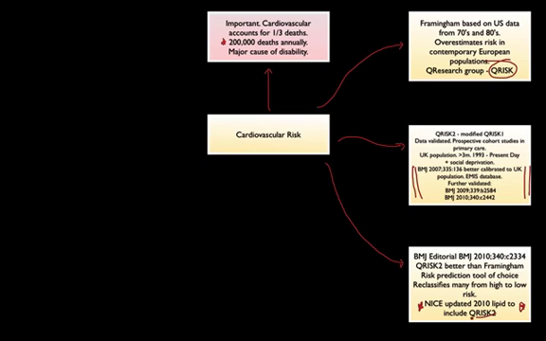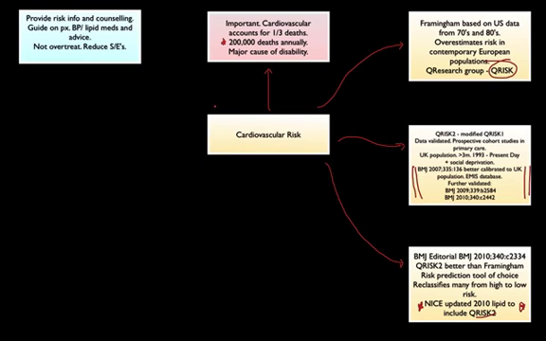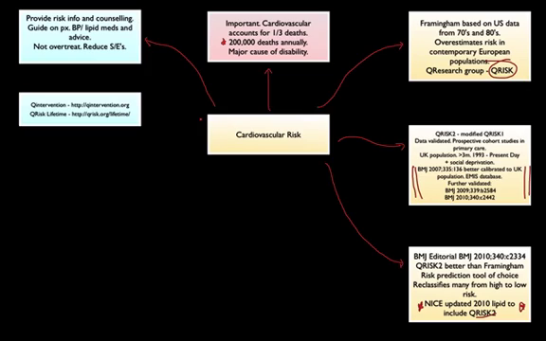So how can measuring risk be used in a practice setting? Well, it can provide risk information and be a basis for counselling on reducing those risk factors such as lifestyle modification. It can be used as a guide for prescribing treatments such as antihypertensives and lipid-modifying drugs. The Q-Risk tool can be accessed online at the two website addresses shown here, and they are useful because they can be accessed in the practice setting with the patient present.